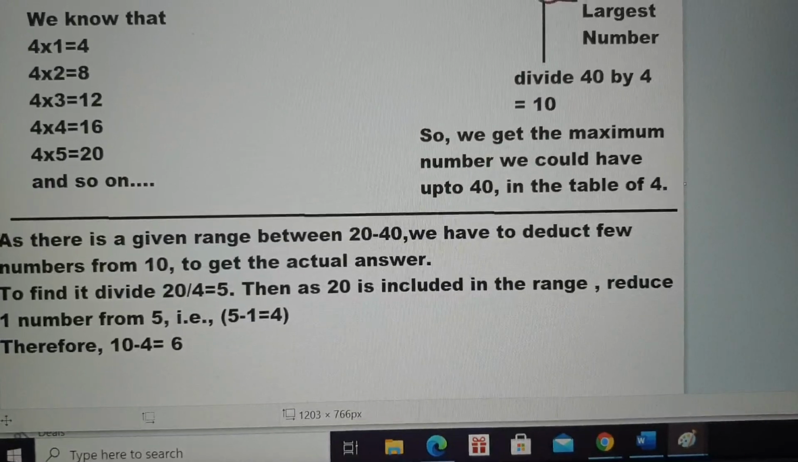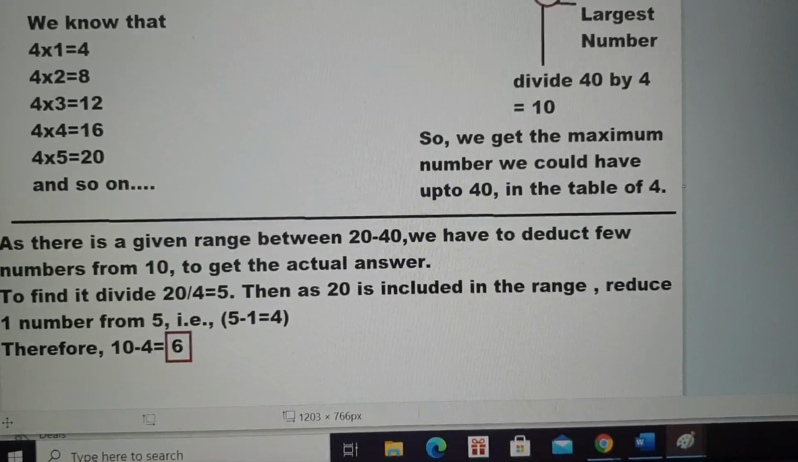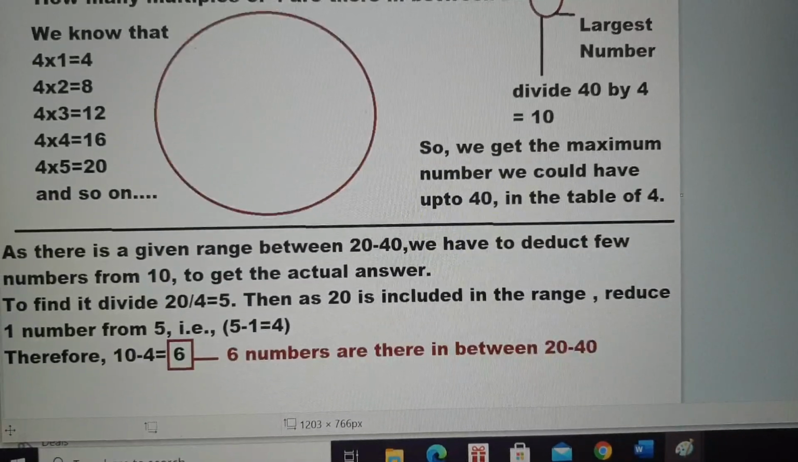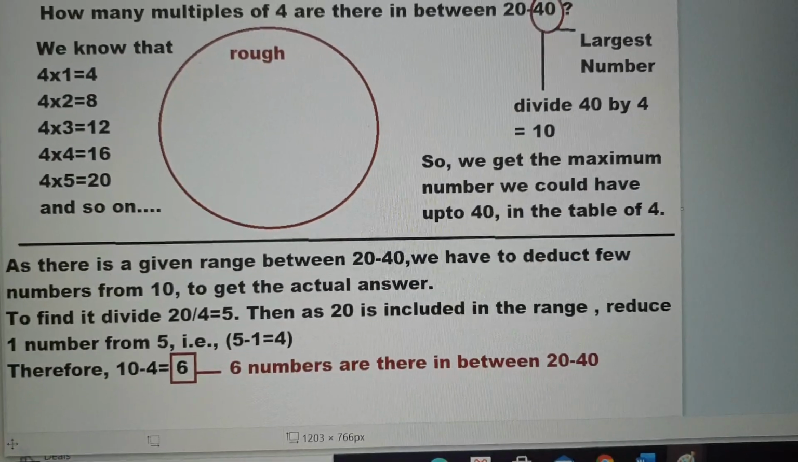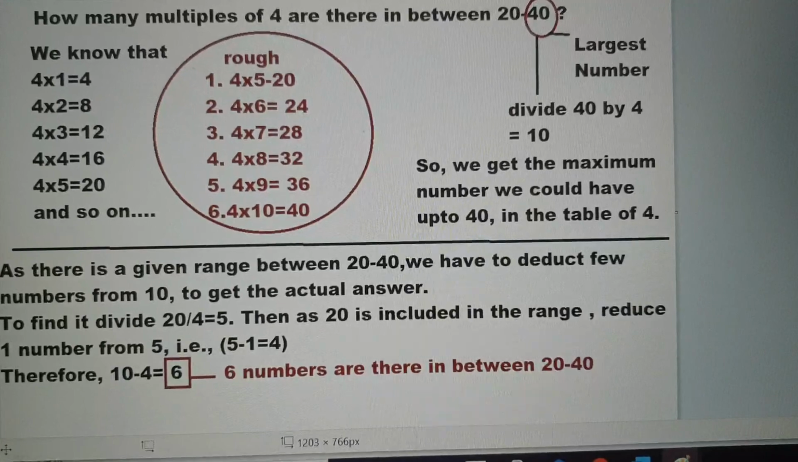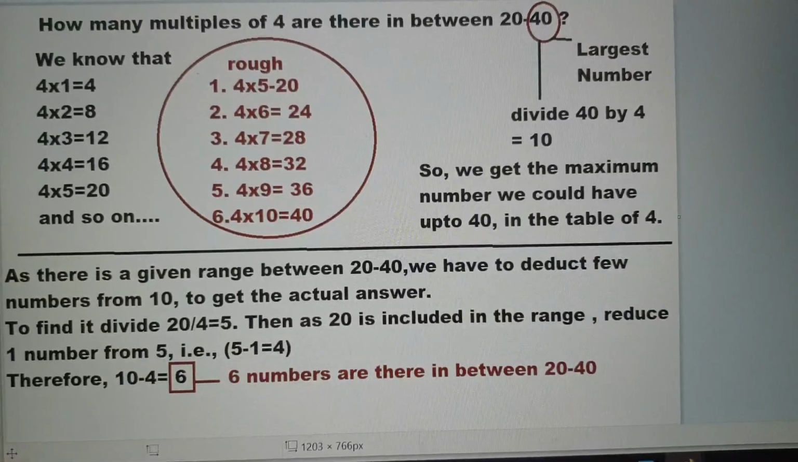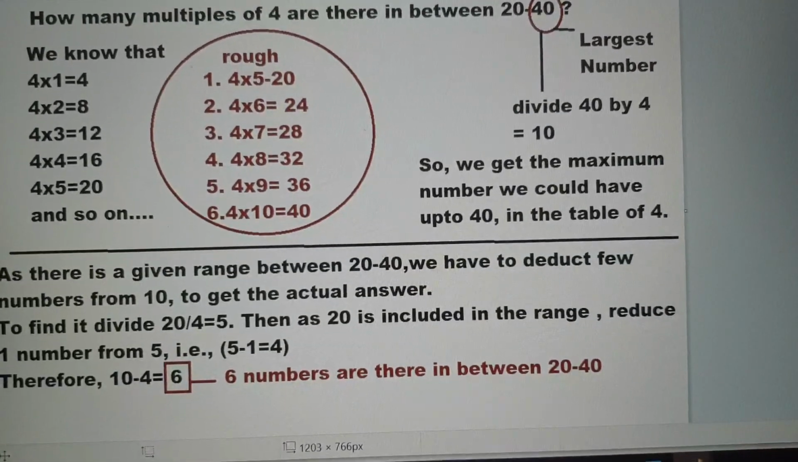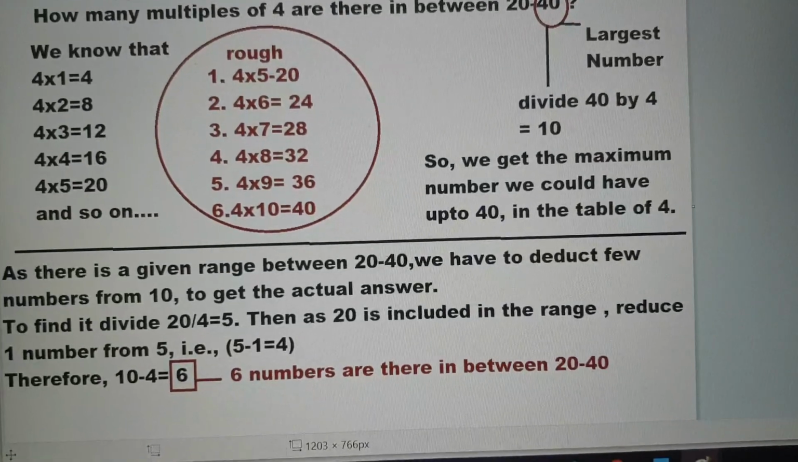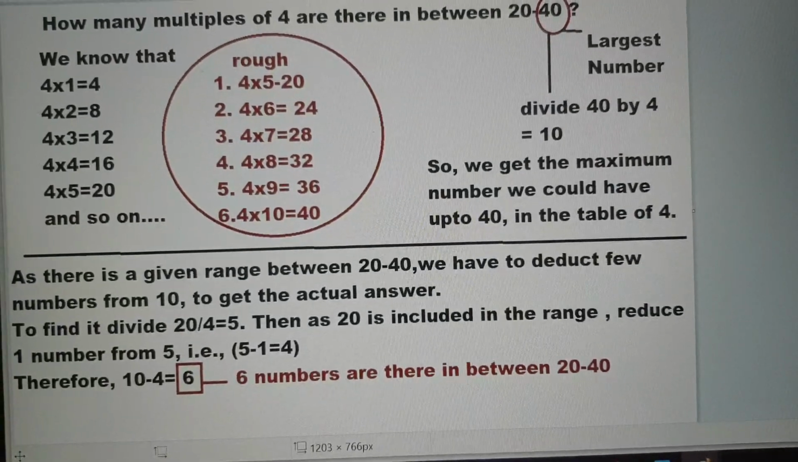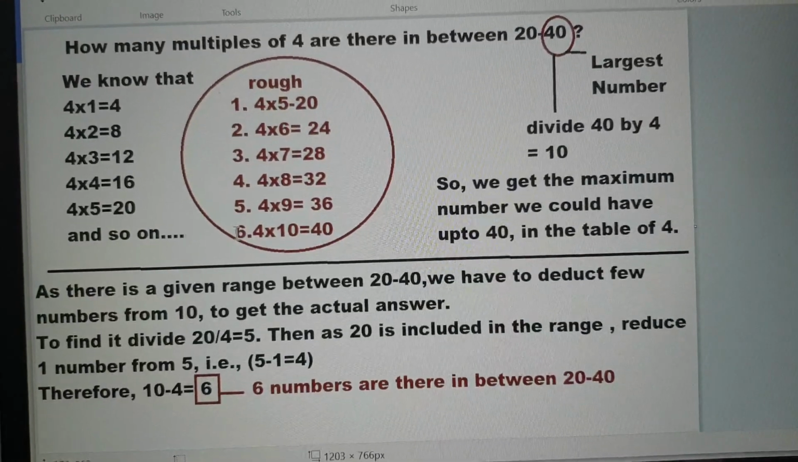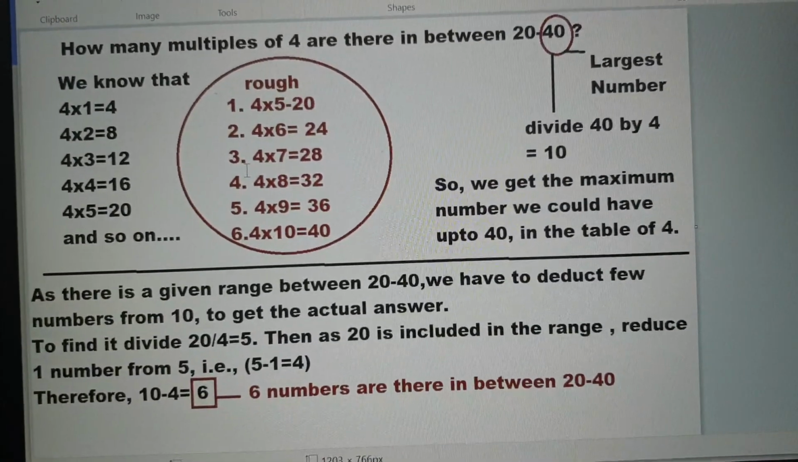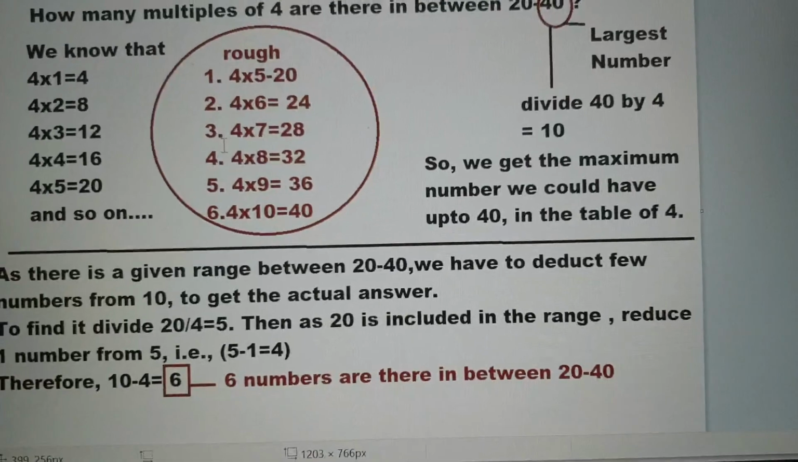Is it clear now? If not, we can prove it. We can make a rough. See, 4 times 5 equals 20, 4 times 6 equals 24, 4 times 7 equals 28, 4 times 8 is 32, 4 times 9 is 36, and 4 times 10 is 40. Then count the numbers over here, 1, 2, 3, 4, 5, 6. So there are 6 numbers in between 20 and 40.